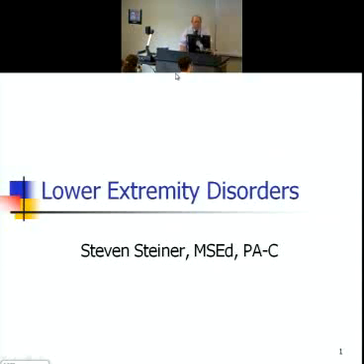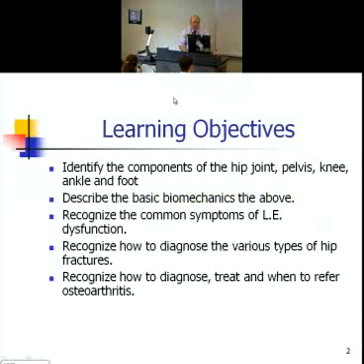So we're going to do lower extremity disorders today, and we'll finish that up today. So we're going to talk about the hip, the pelvis, the knee, the ankle, and the foot. Basically, this is just one long lecture, so we'll go as far as we can and then pick it up this afternoon. We want to review a little bit of the biomechanics, obviously just as a review. I'm not going into it in any great detail. We want to talk about some of the common symptoms of lower extremity dysfunction. And also, we want to talk about some hip fractures.